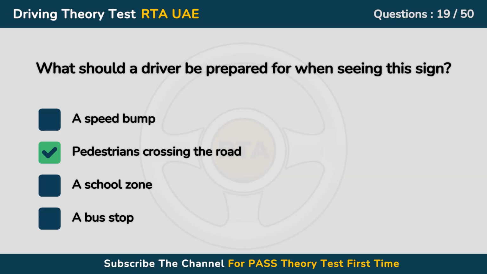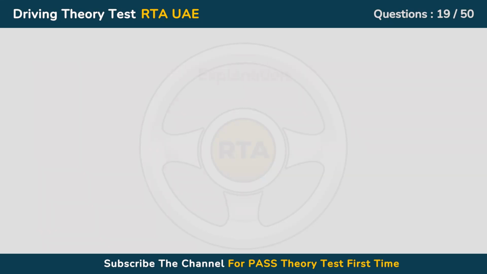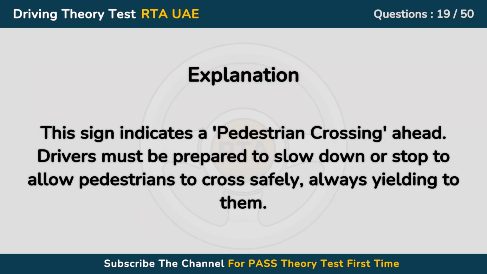Answer is B. Pedestrians crossing the road. This sign indicates a pedestrian crossing ahead. Drivers must be prepared to slow down or stop to allow pedestrians to cross safely, always yielding to them.